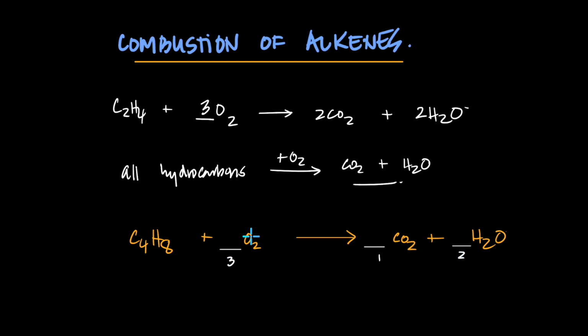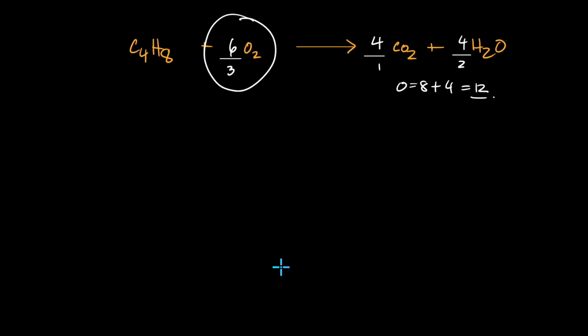Do step number 1 first. How? Well, the C4, I put a 4 there. H8, so I need 8 H's, but I already have 2, so I need to put 4 times 2 to make it 8. And then only do you combine this to find O's. So how many O's do I have? 4 times 2 is, O is 8 plus 4 is 12. So how many O's do I need here? What times 2 is 12? 6. And so you will be given balancing equations for this, really.